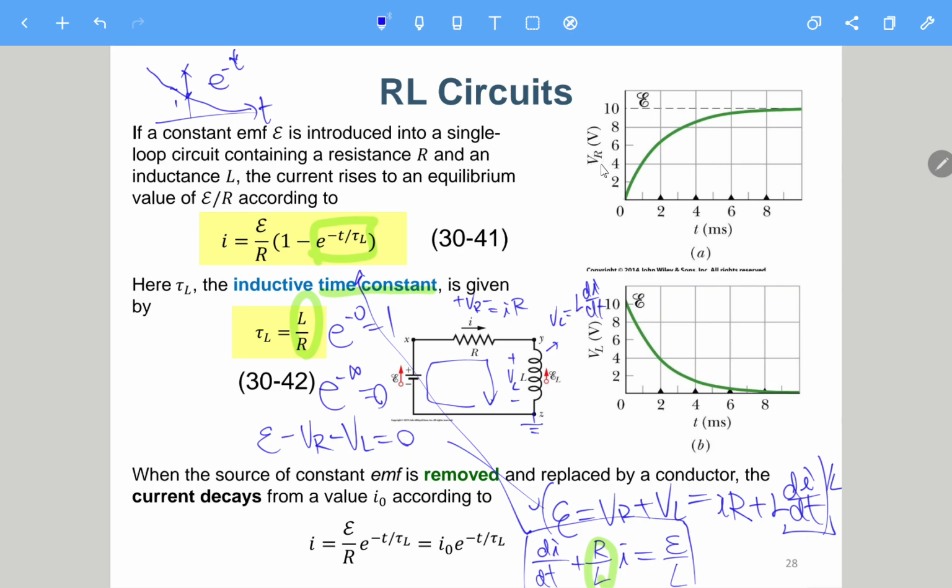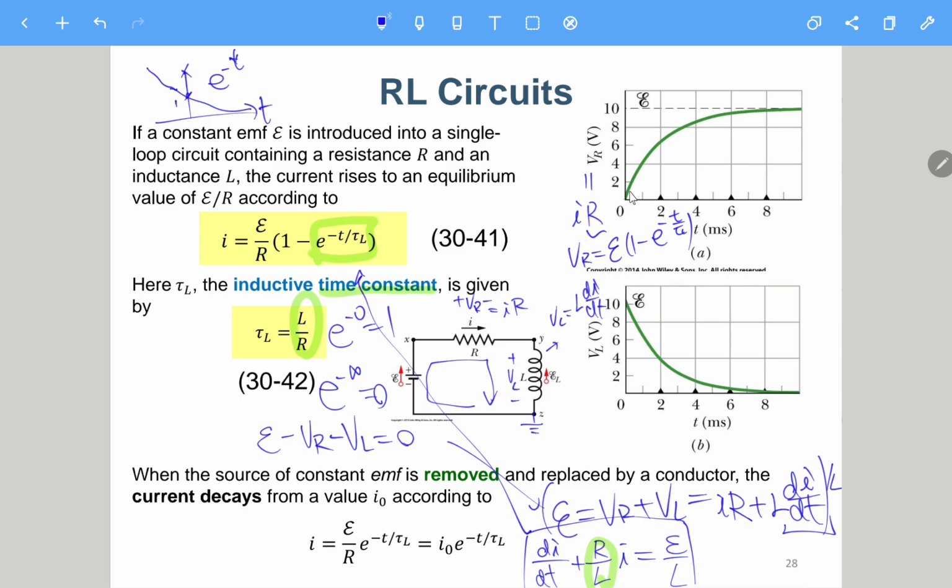But actually, this is VR. VR is I times R. R is a positive value, so we multiply R to there. So actually, VR is nothing but E times 1 minus exponential to negative t over tau L. Here you can see we start from 0 because e to the minus 0 is 1, and 1 minus 1 is 0. So we start from 0, and then we increase up to E, because when t is large, this exponential will be 0, so this term will be 1, and 1 minus 0 times E will be E. So it will settle to E.